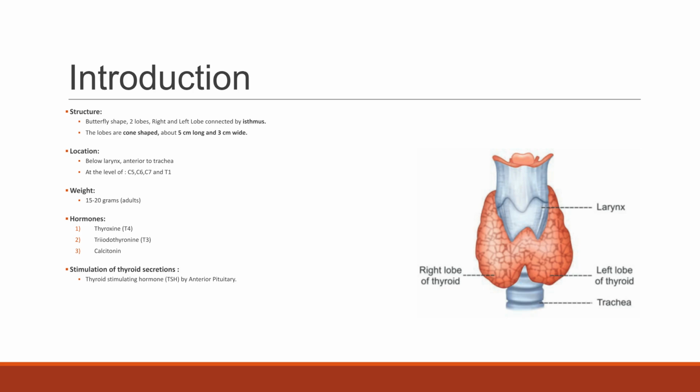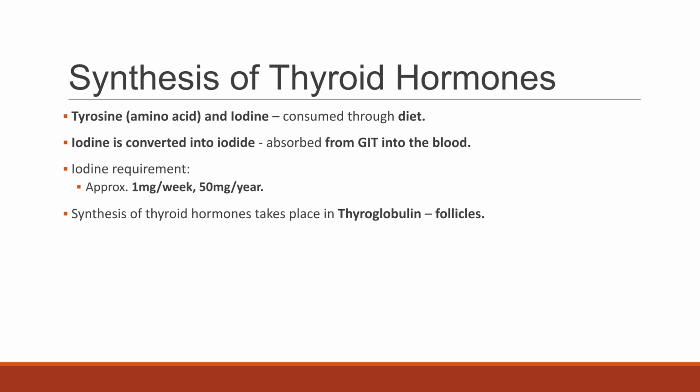The thyroid gland is butterfly-shaped, with two lobes connected by an isthmus, and is located below the larynx, anterior to the trachea. In adults, it weighs 15 to 20 grams. It secretes thyroxine, triiodothyronine, and calcitonin. Thyroid-stimulating hormone, or TSH, from the anterior pituitary, stimulates its secretions. Thyroid hormones are synthesized from tyrosine and iodine, which are consumed through the diet.